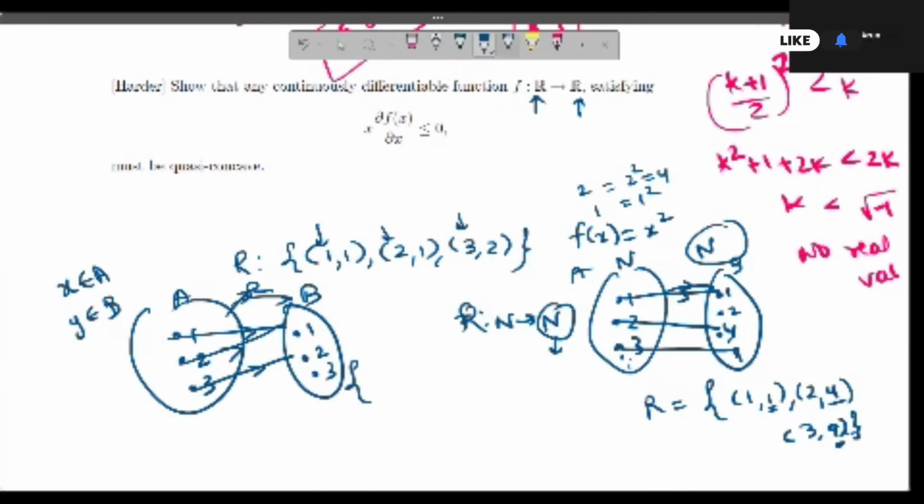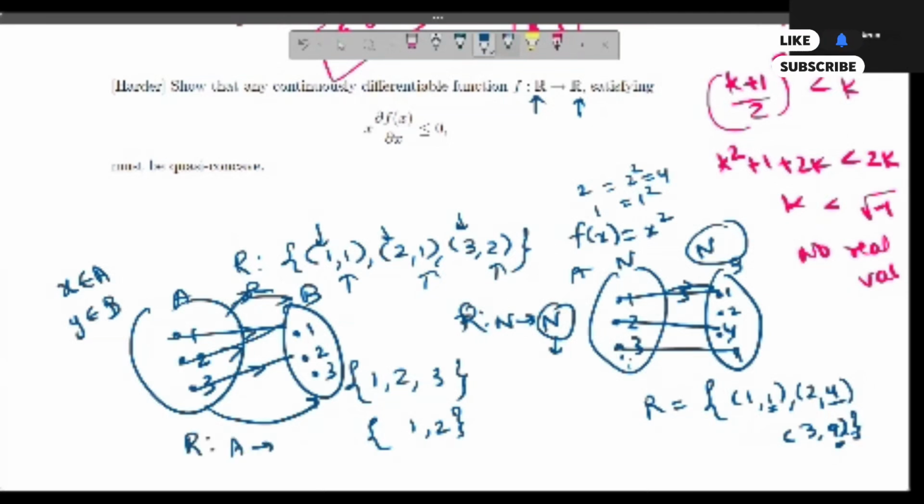The set of x elements in R. My range is y elements in R. But my codomain is the second set to which the relation is leading. That is, if a relation is defined from A to B, that means always x from A, y from B.